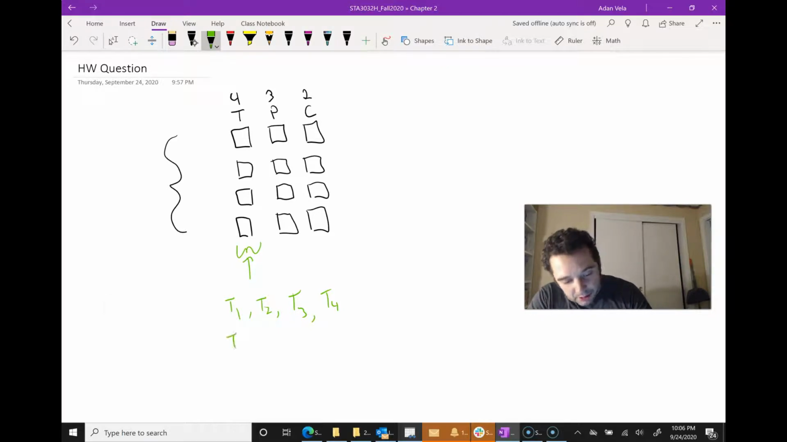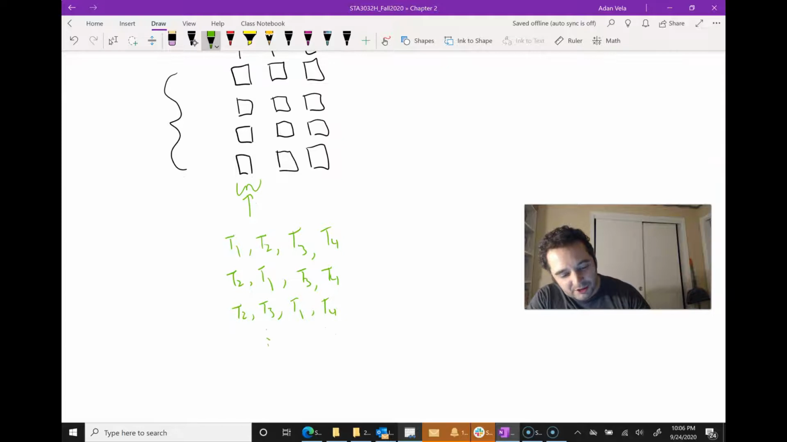Alternatively, you could go T2, T1, T3, T4, all right? Or you could go T2, T3, T1, T4. And if you go through all these options, you're basically finding all the permutations of T1 through T4. So my first question is, how many different permutations is this?